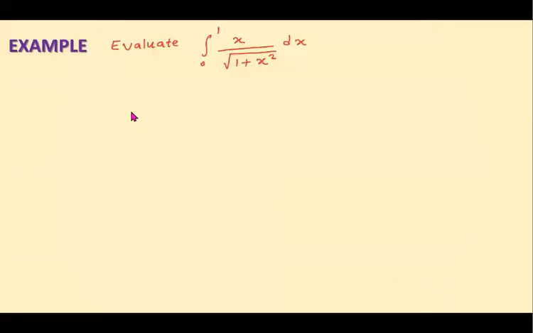So here we have the question. You can see we are asked to evaluate the definite integral from 0 through 1. The function here is x over the square root of 1 plus x squared. We're integrating that with respect to x.